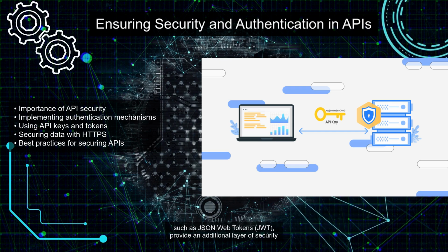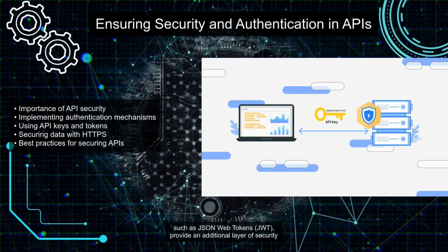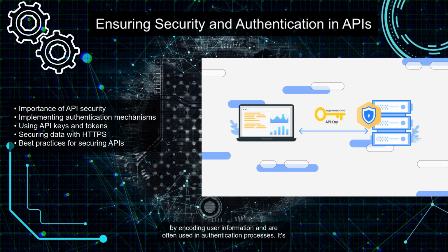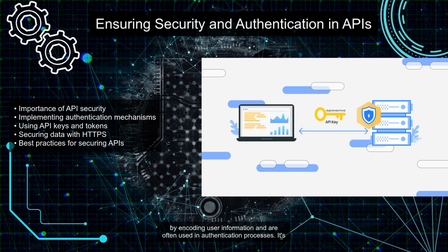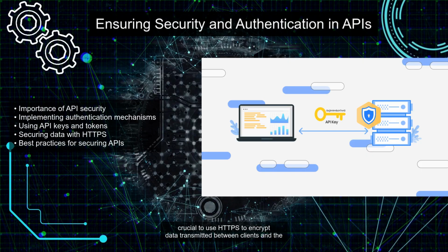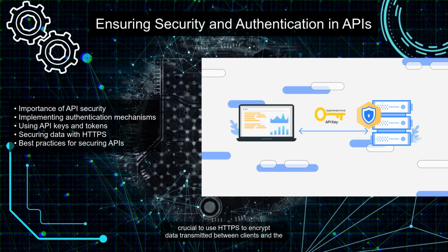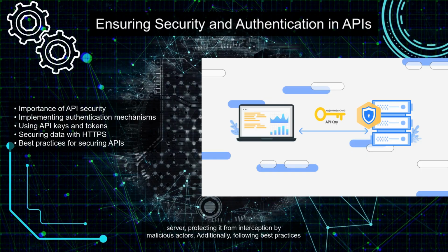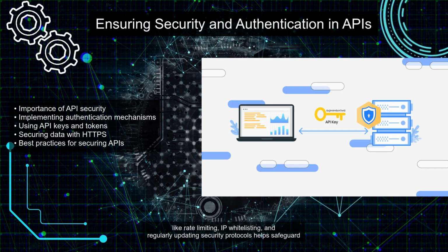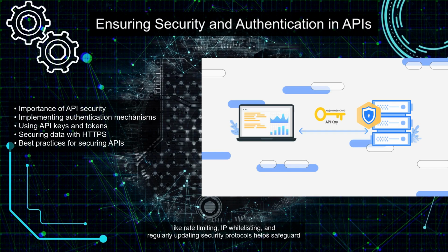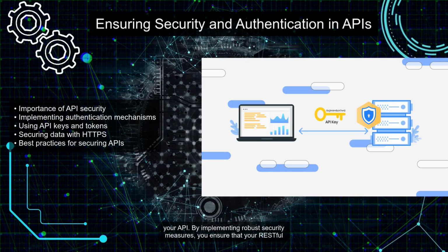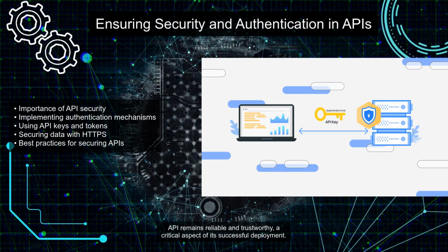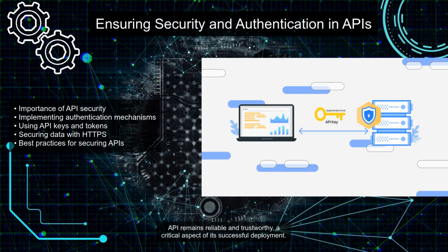Tokens, such as JSON Web Tokens, JWT, provide an additional layer of security by encoding user information and are often used in authentication processes. It's crucial to use HTTPS to encrypt data transmitted between clients and the server, protecting it from interception by malicious actors. Additionally, following best practices like rate limiting, IP whitelisting, and regularly updating security protocols helps safeguard your API. By implementing robust security measures, you ensure that your RESTful API remains reliable and trustworthy, a critical aspect of its successful deployment.